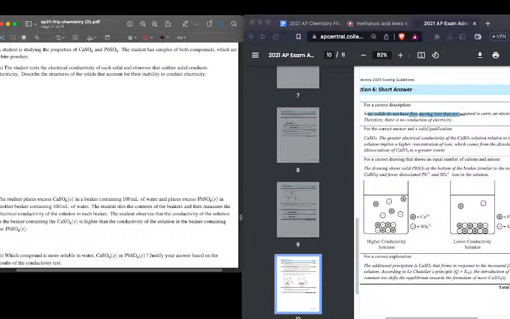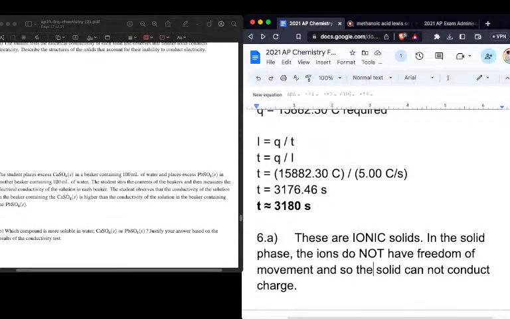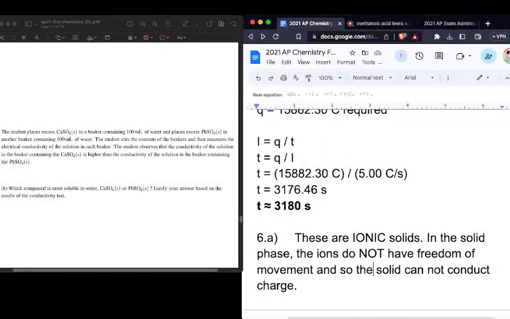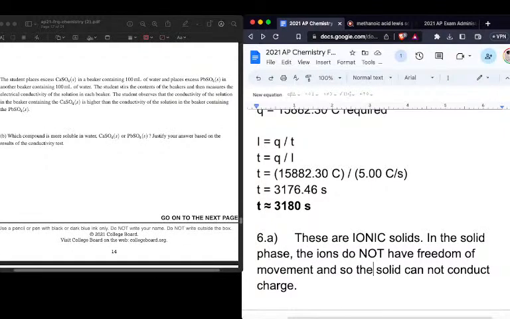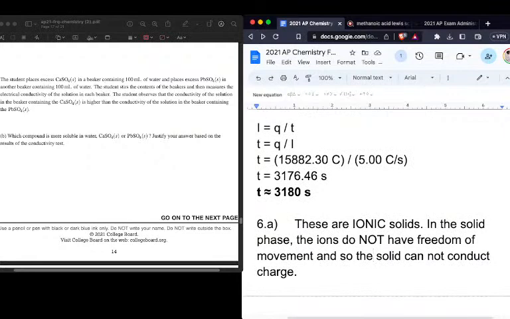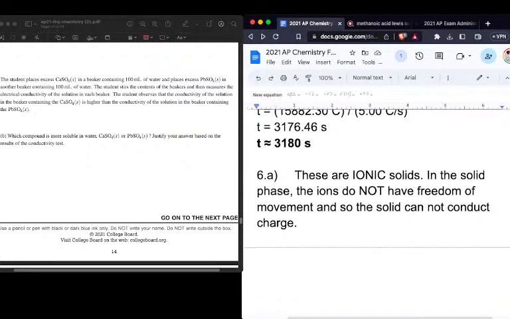Nice. A student places excess calcium sulfate in a beaker and excess lead sulfate in another beaker. Stir the contents of both and measure the conductivity of each solution. The conductivity of calcium sulfate is higher than lead sulfate. Which compound is more soluble in water?